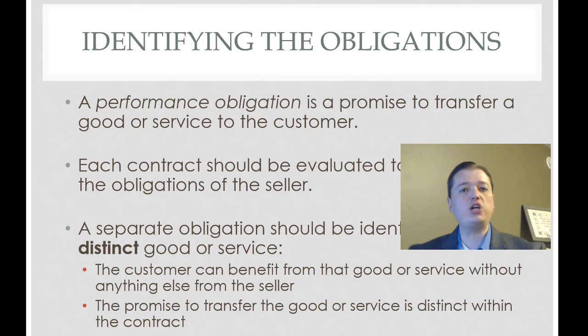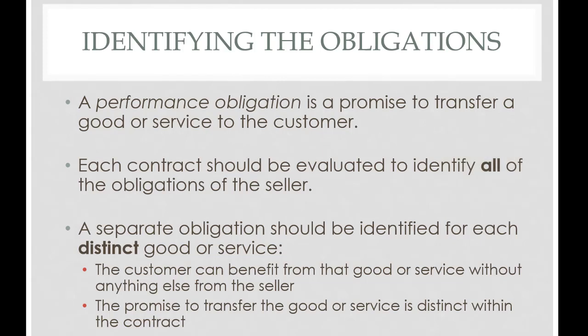So I'm going to go back through the contract. I'm looking for everything I've promised to do. I'm going to make a list of all of it, and then I've got to evaluate that list to see what is a distinct obligation. A distinct obligation is different than a generic obligation. And a generic obligation is everything I've promised. A distinct obligation stands alone.